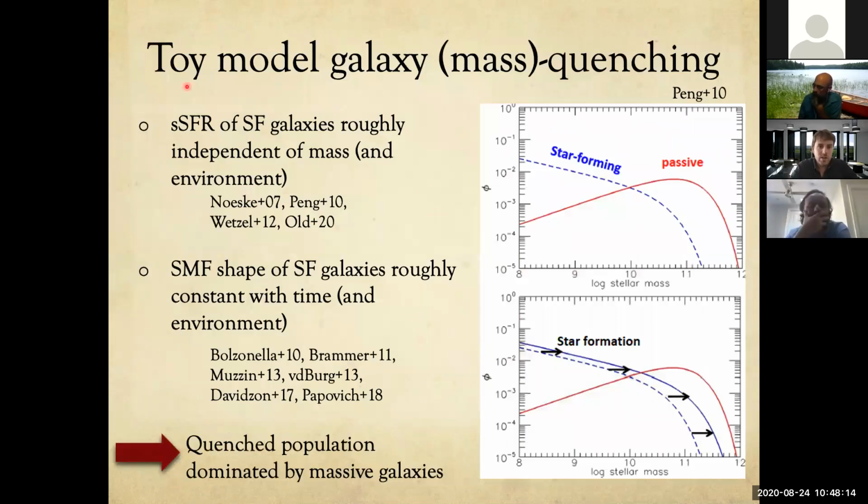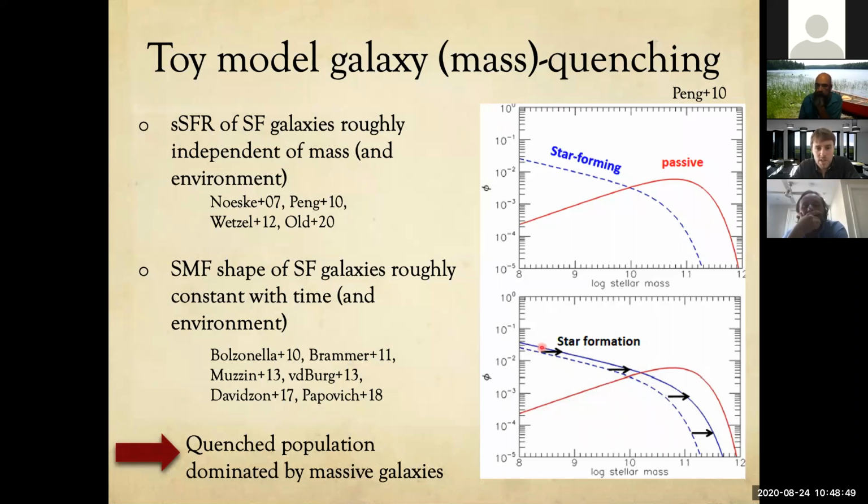So this is the toy model that was introduced by Peng, and I think it's quite central to understanding the rest of this talk. So let me spend a few minutes on this. Two main observables drive this model. First of all, the specific star formation rate of star forming galaxies is not a strong function of mass and environment. And also that the stellar mass function of star forming galaxies, the shape of that, remains roughly constant with time.